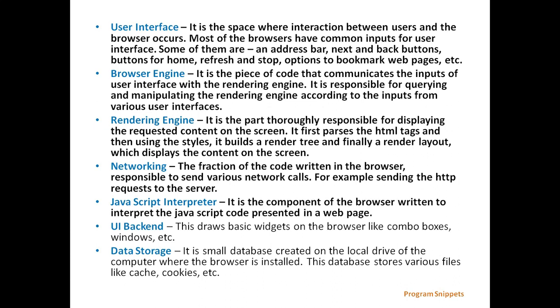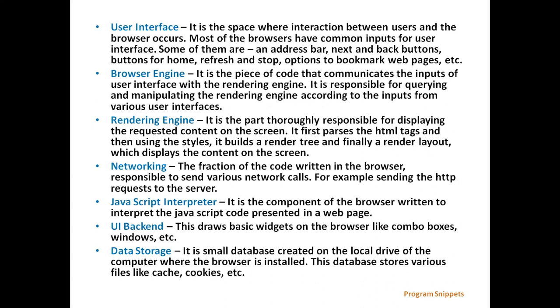JavaScript interpreter. It is the component of the browser written to interpret the JavaScript code presented in a web page. UI backend. This draws the basic widgets on the browser like combo boxes, text boxes, etc. Data storage. It is the small database created on the local drive of the computer where the browser is installed. This database stores various files like cache, cookies, etc.